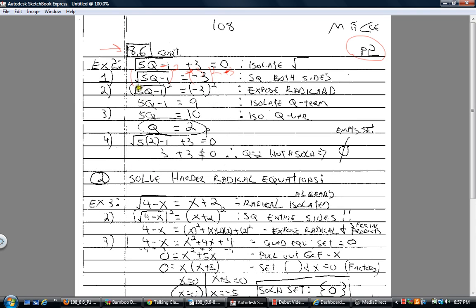Okay, what happens when you square a radical? What drops down? The radicand. Every time. Whatever is underneath the radical, it drops down. And negative 3 squared is 9.